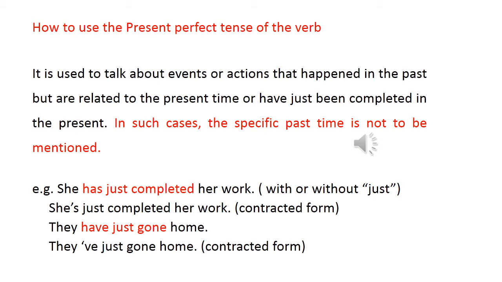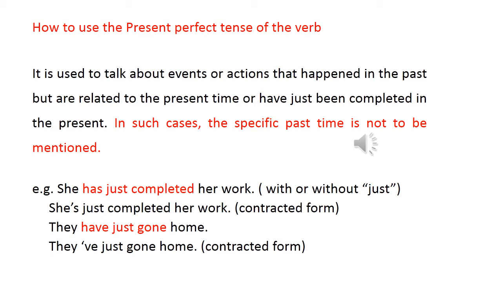It is used to talk about events or actions that happened in the past but are related to the present time, or have just been completed in the present. That means in such cases, the specific past time is not to be mentioned. Now let's look at the examples.